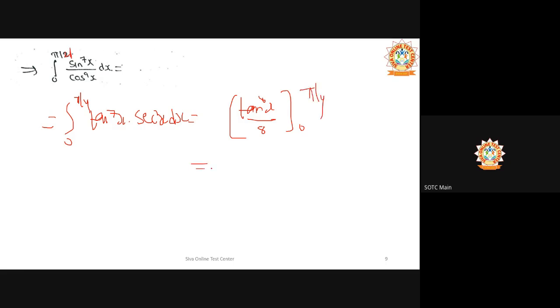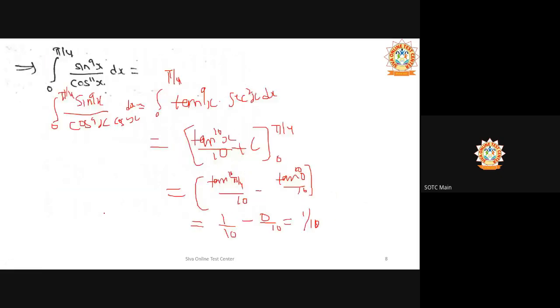Now let us try to solve this question. Similar question only. Sin power 7x by cos power 9x dx. 1 by 8. Okay. Yes, 1 by 8 is the correct answer. So similarly here it will come integration of 0 to pi by 4 tan power 7x into secant square x. If you take the integral of this, it will come tan power 8x divided by 8. The limits are 0 to pi by 4. So your answer will come 1 by 8.